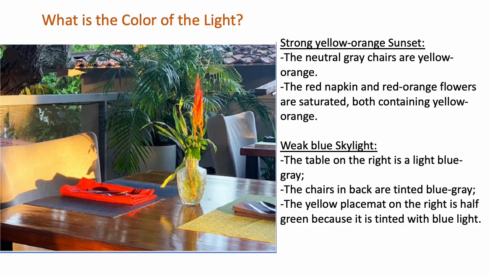This picture has two types of light. There is the weak blue skylight that turns this gray chair into a blue-gray, and it turns the table into a light blue. And this yellow placemat is green when the blue skylight hits it. And then there's the strong yellow-orange sunset that turns this gray chair into a yellow-orange and makes the napkin and the flower a very bright saturated red.